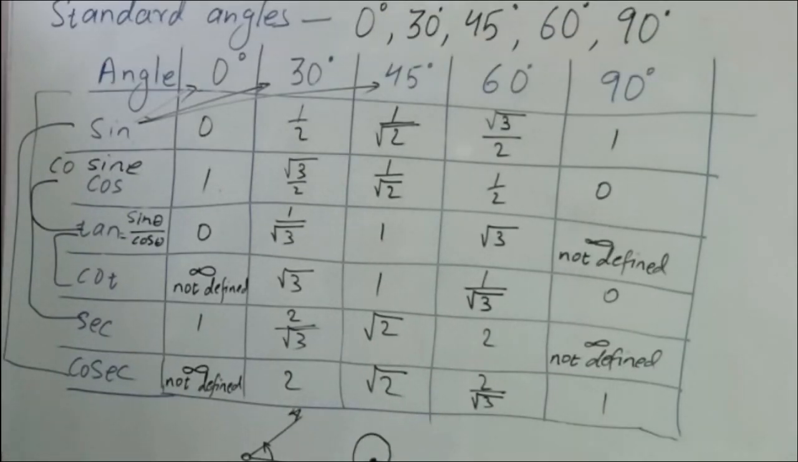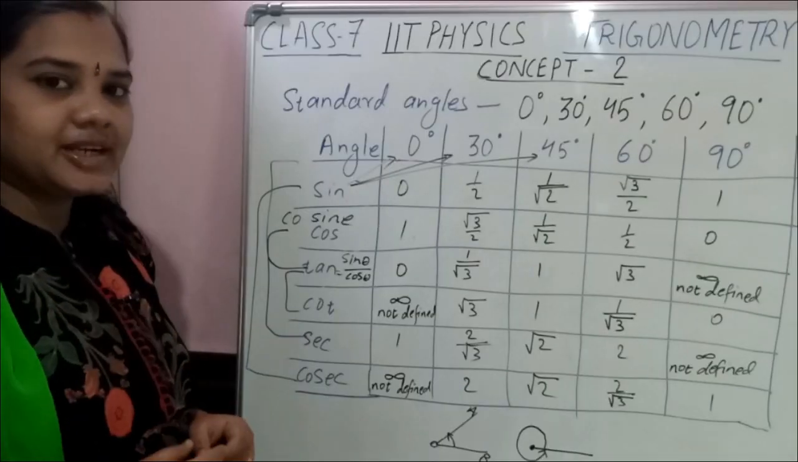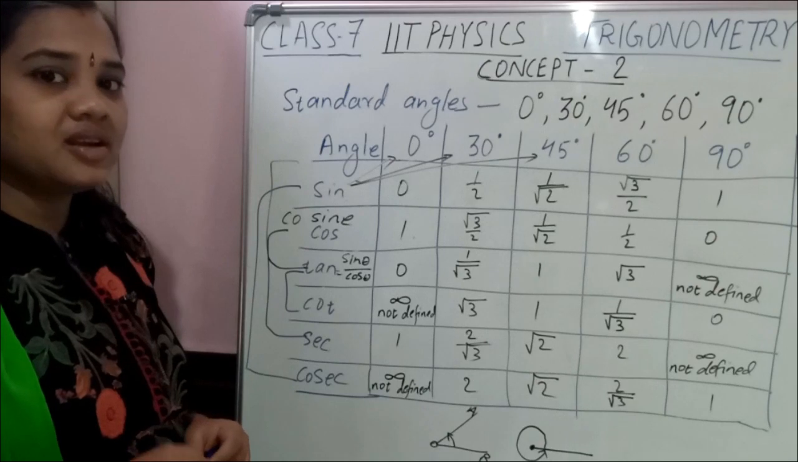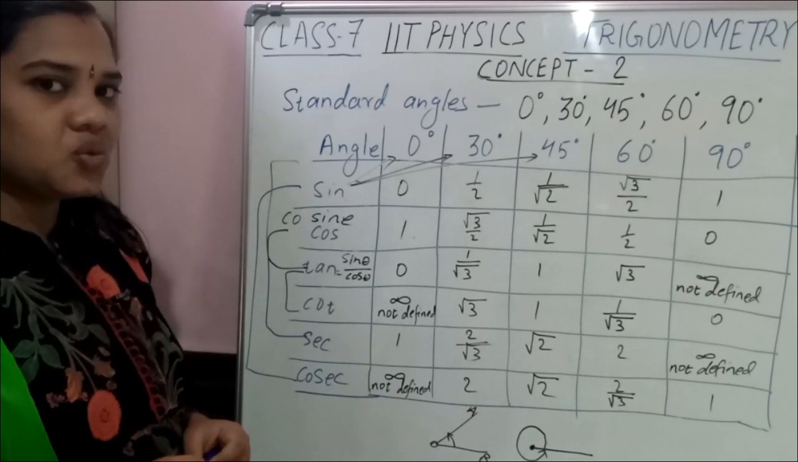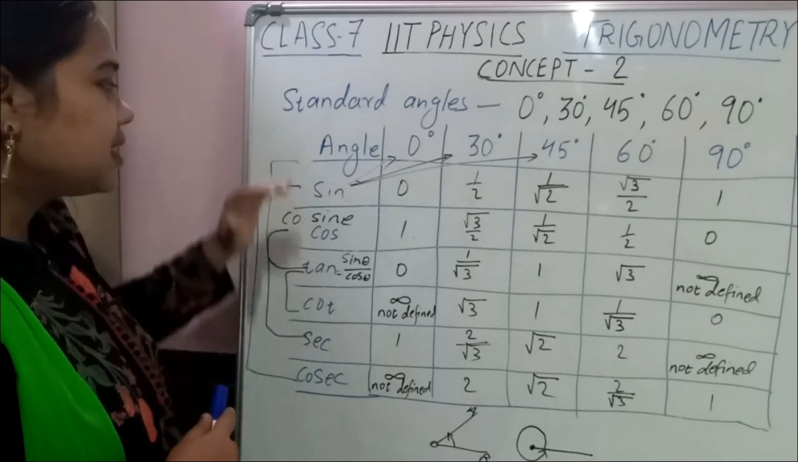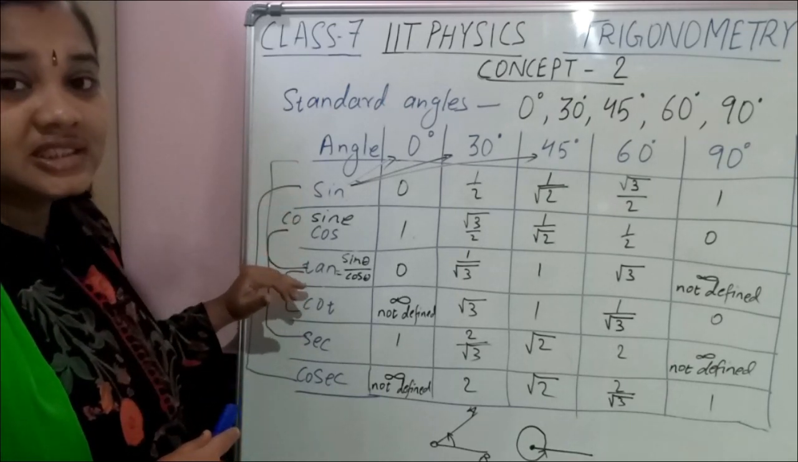I'll send the picture also with this video. You see that and write it in your notes. See the table and write it down; below the table some matter is also there, point number 2 and point number 3. In point number 2, what is mentioned? How the sine, cos and tan values are changing.